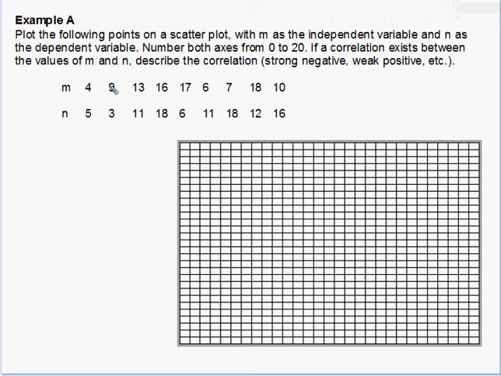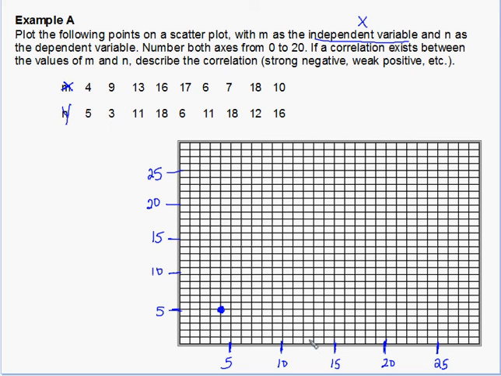In this plot, we have m and n. It says m is the independent variable. Anytime you see independent variable, that means that's the x. So this is going to be my x-axis, and this is going to be my y-axis. Okay, so my point is 4, 5. I'm going to count these out by 5s real quick, just because it's easier. So I've got my scale 1 by 1s. So my first point is 4, 5. I start at 4, and I go up to 5.